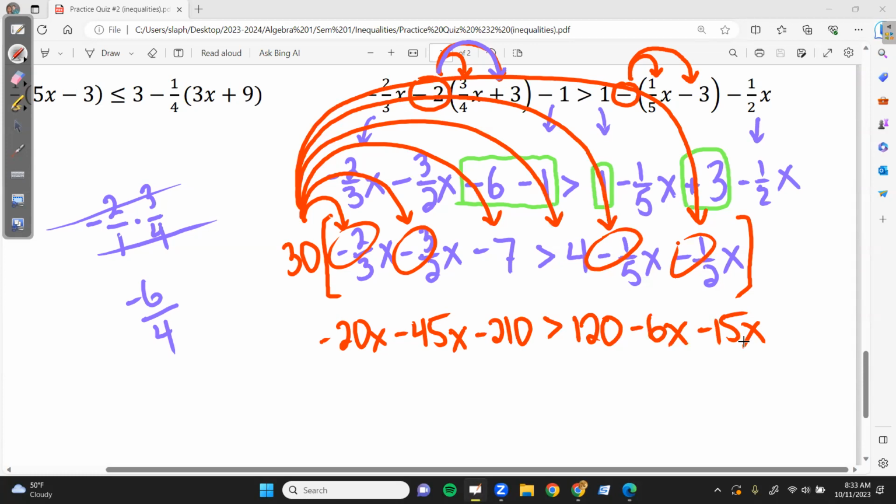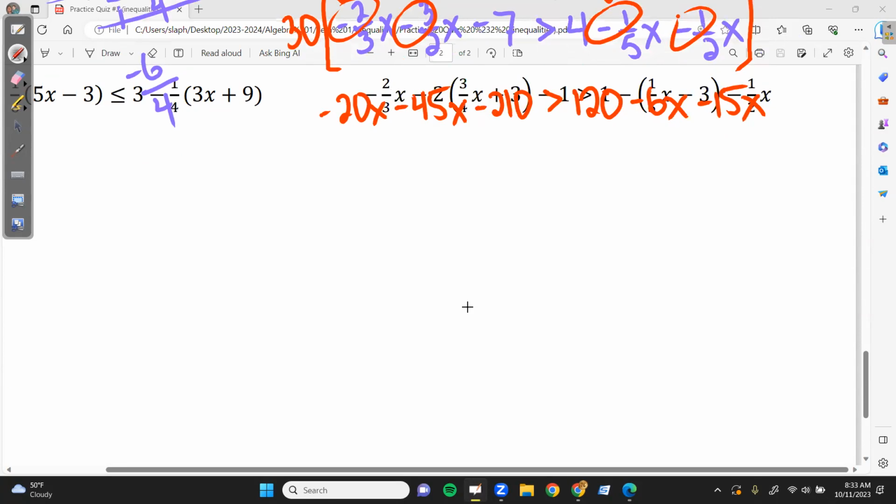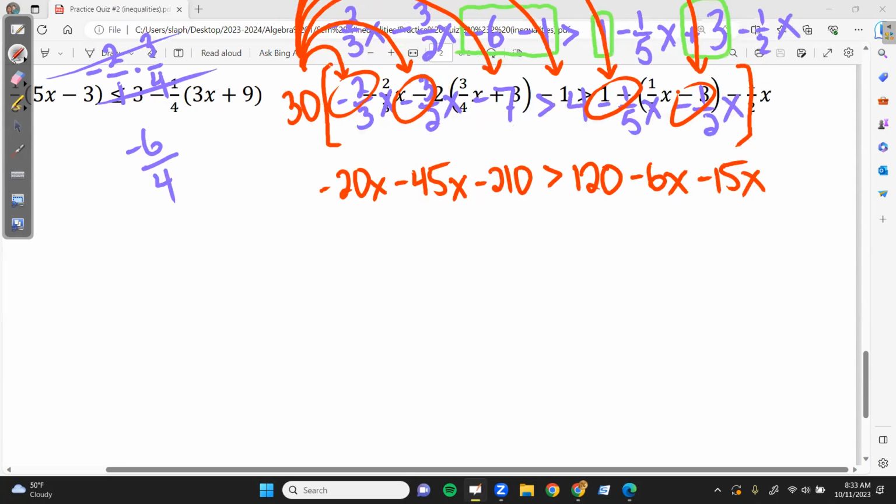We've emerged from the forest of fraction evil, and now we've got something that the big numbers, who cares? If your math teacher lets you use calculators, big numbers are no different than small numbers. None, not at all. Same. So on the left-hand side, I do see some like terms that I can combine. So I'm going to put my x's together, and I'm going to get how many? -65x minus 210 is greater than.